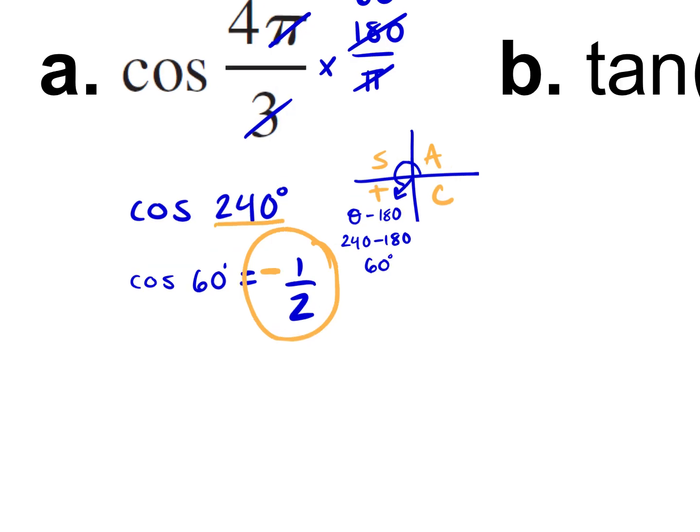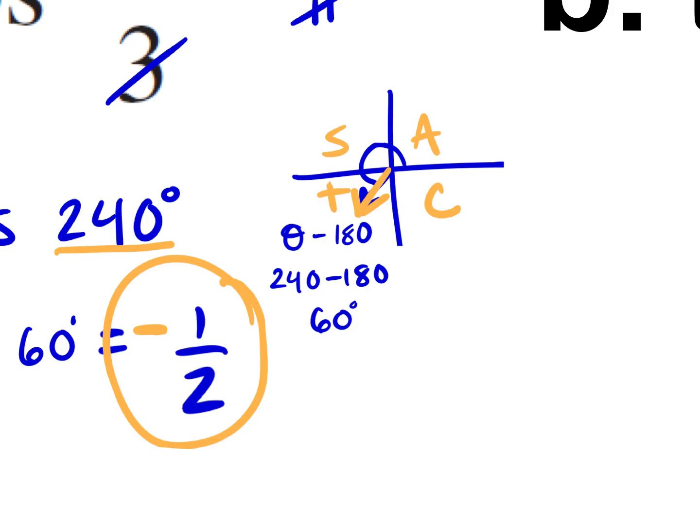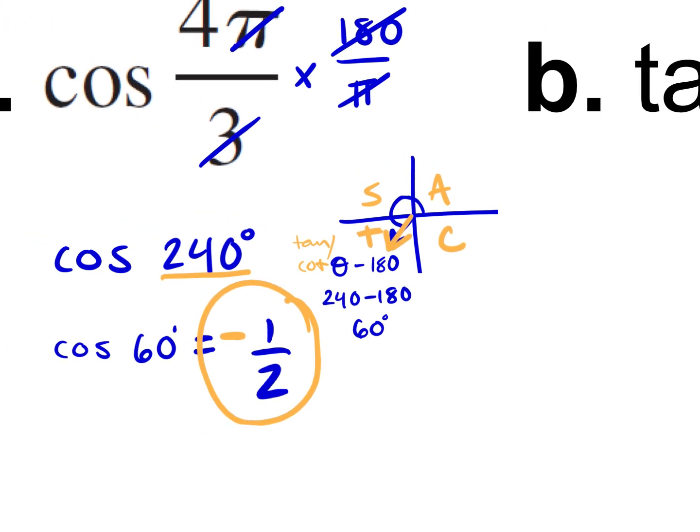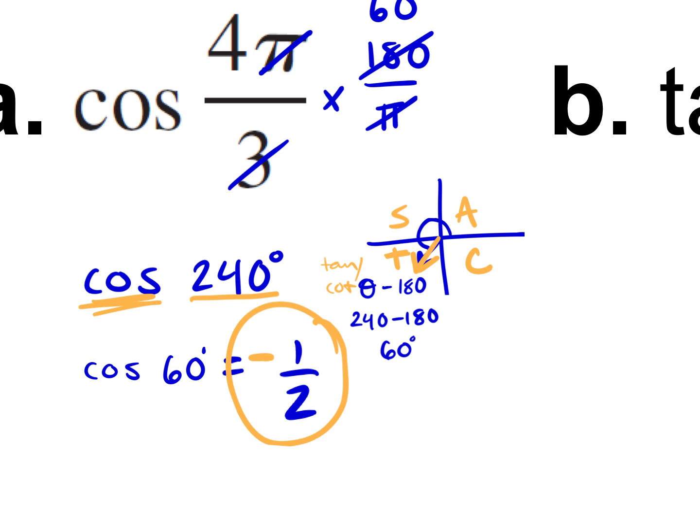Because 240 is in the third quadrant, right? In the third quadrant, only tangent and its reciprocal are positive. So tangent and cotangent. Everything else is negative in the third quadrant. So because our original angle is 240 degrees, and that puts us in the third quadrant, when we find the cosine of it, cosine is negative in the third quadrant. So our answer has to be negative. So our answer is negative 1/2.